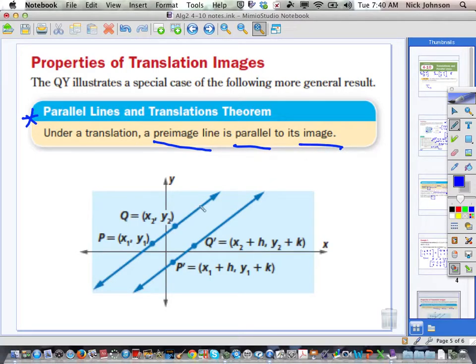So this line that gets shifted over maybe 3 spaces is going to be parallel to its other line. Why? Because it still has the same slope, it just got moved in a different direction.